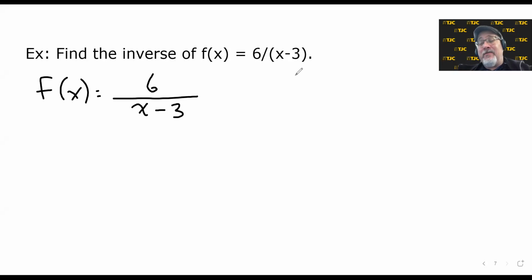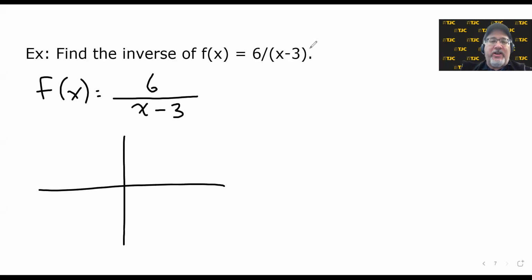Now, does this even have an inverse? Actually, it does. Without rehashing all of the homework 8.1 and 8.2 content, this being a rational function would have a vertical asymptote at x equals 3 because it makes the denominator undefined. Well, it makes the denominator 0, but not the numerator. It would have a horizontal asymptote at y equals 0. The degree of the denominator is greater than the degree of the numerator. The y-intercept is what I would get when I put in x equals 0. That would give me 6 over negative 3, which is negative 2.